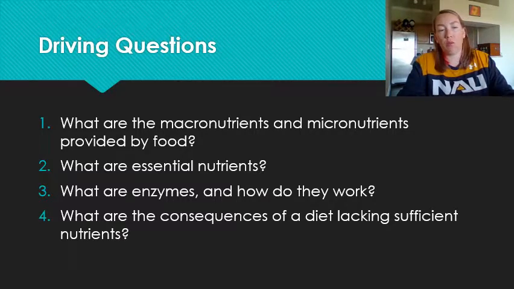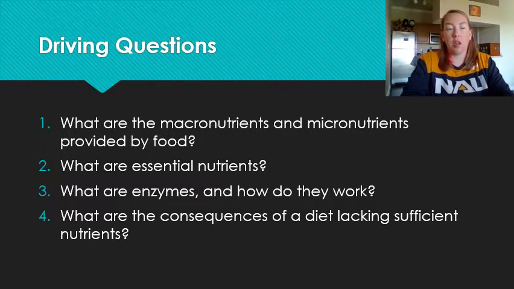In this chapter, we discuss macronutrients and micronutrients, as well as essential nutrients. I'll talk real briefly about enzymes, but please make sure that you understand your book. And I'm going to leave this one alone and let your book talk to you about malnutrition.